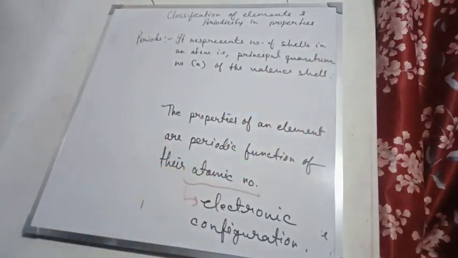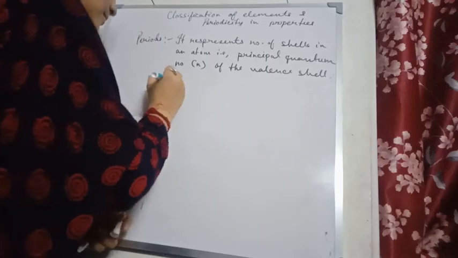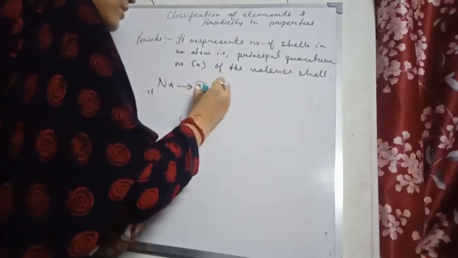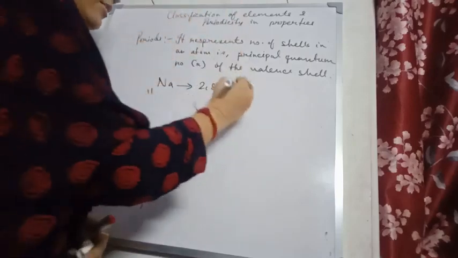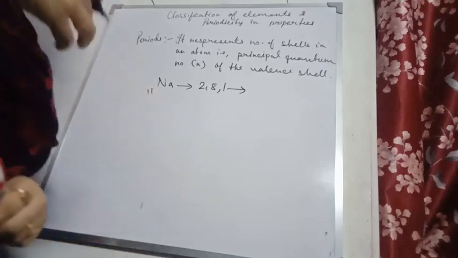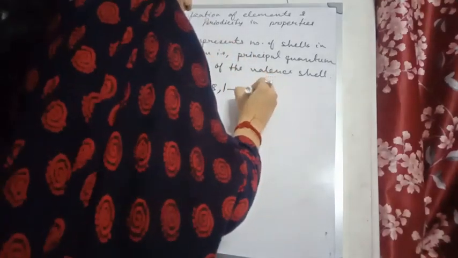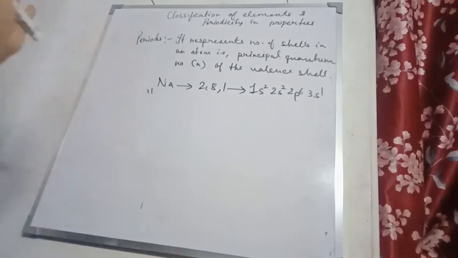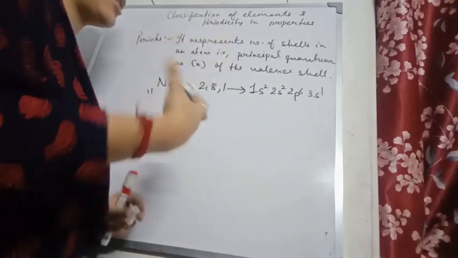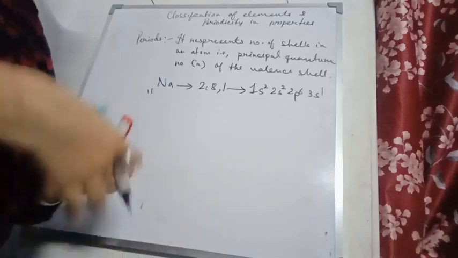Now what is the meaning of this? For example, sodium has atomic number 11, so what is the electronic configuration? 2, 8, 1. So easily we can understand we have 3 shells. This was your class 10 identification. If in class 11 I ask you the electronic configuration of sodium, you will not write 2, 8, 1, you will write 1s2, 2s2, 2p6, 3s1. Because right now you know that a shell consists of subshells and a subshell consists of orbitals.